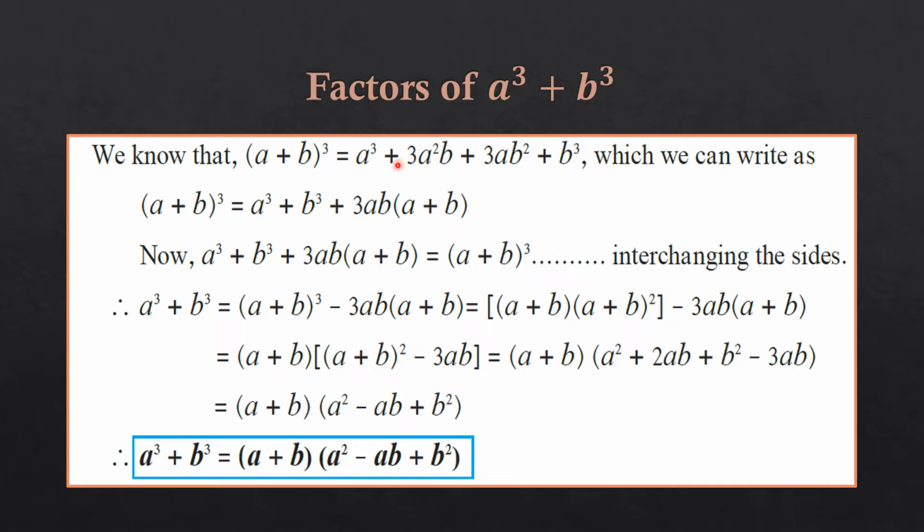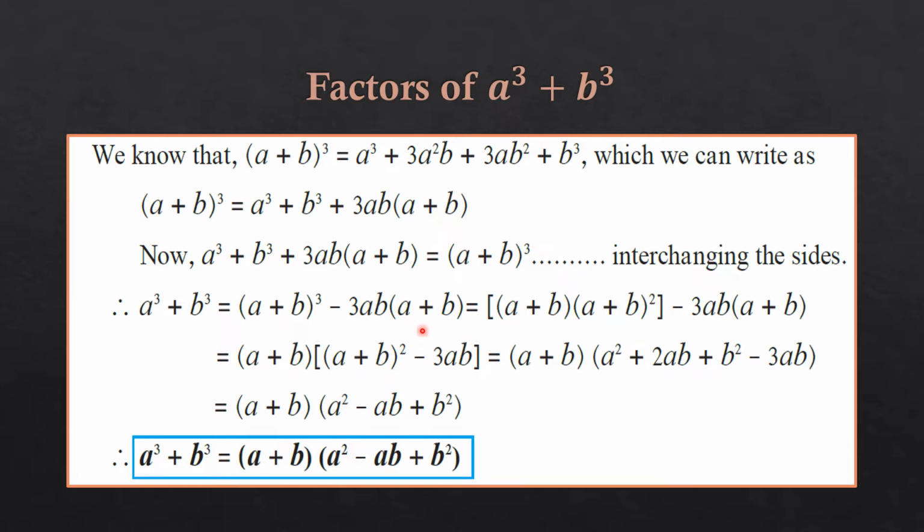And if we rearrange these terms, then we can write (a plus b) whole cube is equal to a cube plus b cube plus 3ab into (a plus b). Now again we interchange these two sides and write a cube plus b cube plus 3ab into (a plus b) is equal to (a plus b) whole cube. Now if we shift this 3ab into (a plus b) to the right hand side, then we get a cube plus b cube is equal to (a plus b) whole cube minus 3ab into (a plus b).